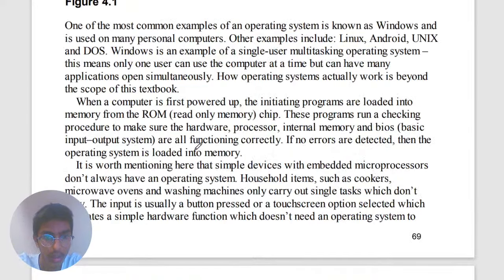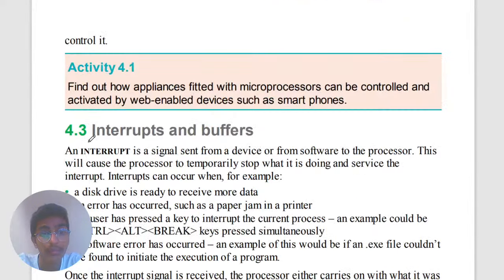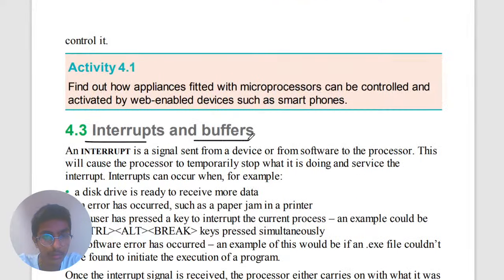Now let's have a look at interrupts and buffers. The operating system, remember, is basically software that runs in the background whenever you're using the computer. So let's have a look at what an interrupt is. An interrupt is a signal sent from a device or from the software to the processor.